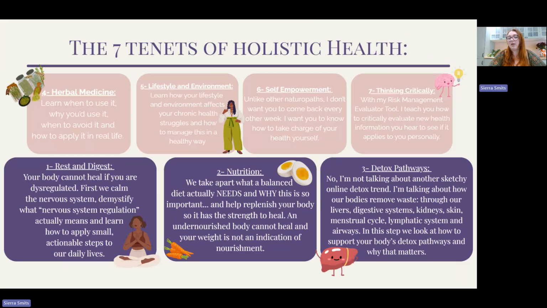And we're going to cover this later in the presentation, but I teach you how to critically evaluate new health information you hear to see if it applies to you personally. There's so much random advice out there, and you have to make sure that it's applicable to you. It's not going to be safe if it's not even suitable for you.